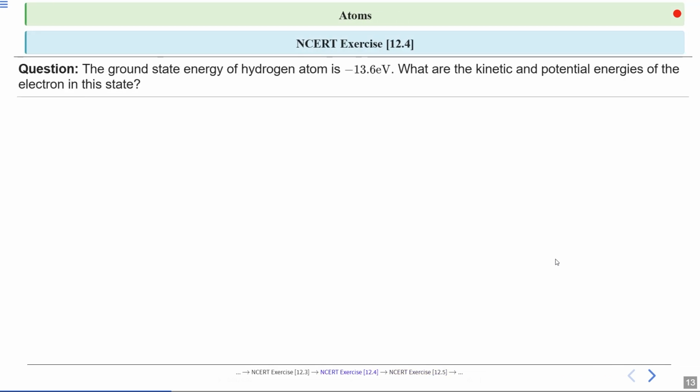Let's see the question about the hydrogen atom ground state energy. The slide tells us the ground state energy is minus 13.6 electron volts. This is the lowest possible energy the electron can have in the hydrogen atom. The question asks for both the kinetic energy and potential energy of the electron in this state. This problem tests your understanding of how total energy, kinetic energy and potential energy are related in atomic physics, especially for the hydrogen atom.